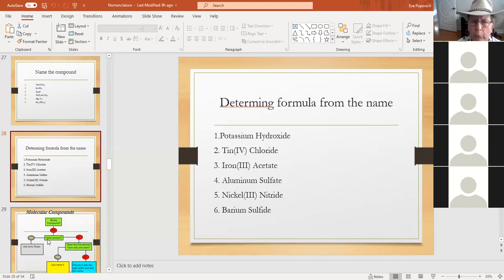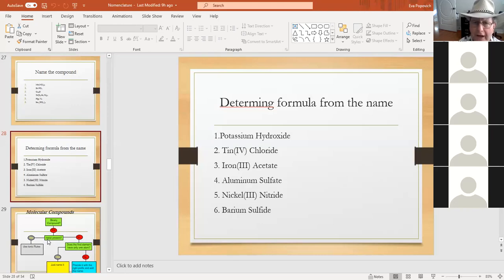So if tin is a +4 and chloride is a -1, what is my formula going to be? Pb Cl4? No, Pb is lead. Tin is Sn. SnCl4.